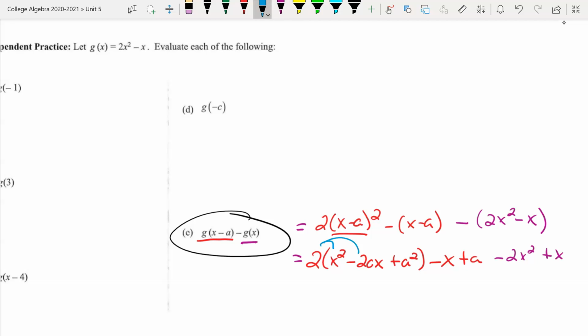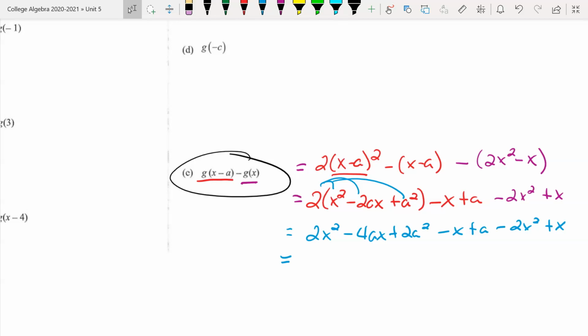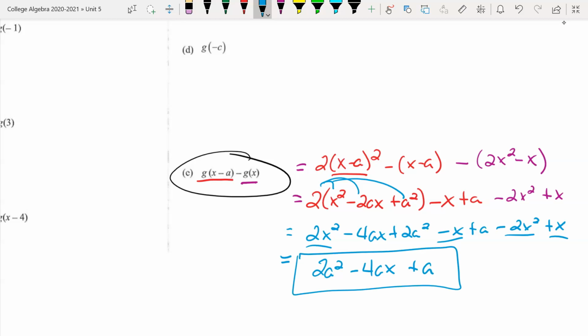So now we distribute. And then I'm going to combine my like terms. Well, if you notice, the 2x squared's canceled. The x's cancel here. So anything that's underlined is canceling. The rest of it's going to stay the same. So I'm going to say that would be my answer. 2a squared minus 4ax plus a.